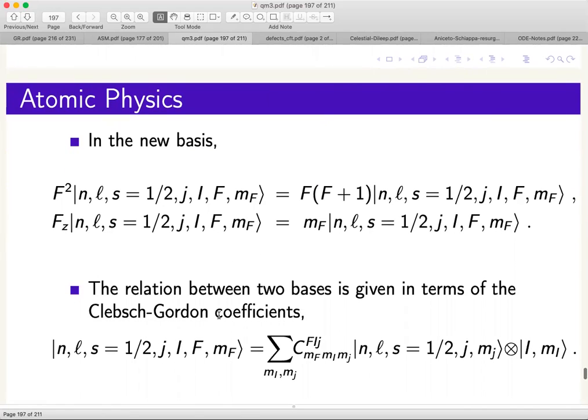Now, from quantum mechanics, we know that the new basis and the old basis are related by Clebsch-Gordon coefficients. The Clebsch-Gordon coefficients depend upon the set of angular momenta of the old basis and the set of angular momenta in the new basis. For example, the old basis had J and I as angular momenta. The new basis has only F as the angular momentum. Of course, you do have J and I, but the basis which is diagonal is F and its Z component, and not J or I and their Z components.